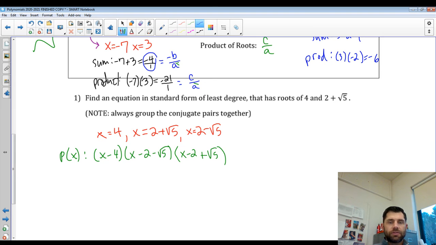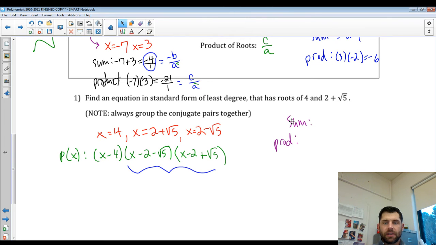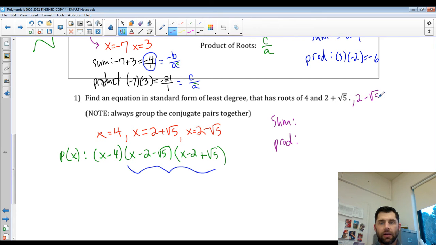If you don't want to learn this new process, you could multiply those together. You could do a trinomial times a trinomial. You could go to your windows if you need to, and you'd be here for a few minutes. It's not the worst thing in the world, but there's an easier way. We can use this sum and product of the roots process. So looking at my roots, I have 2 plus radical 5, I have 2 minus radical 5.